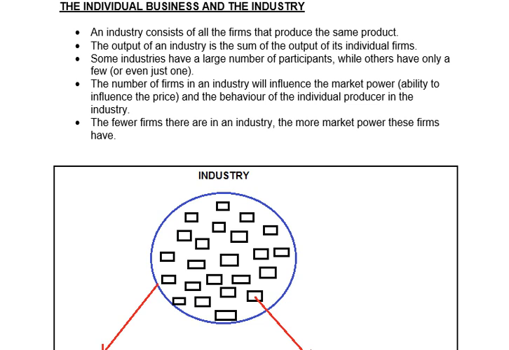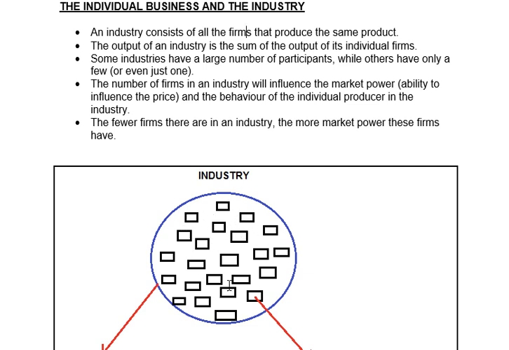All right, so the focus of today's lesson is that we are going to distinguish between the individual business and the industry. The first little bit that we are doing now is revision. When we refer to the industry, we are talking about all the firms that produce the same product. If you look at the picture here at the bottom, the industry would be the big picture, and then all the little businesses that fall inside of that industry.